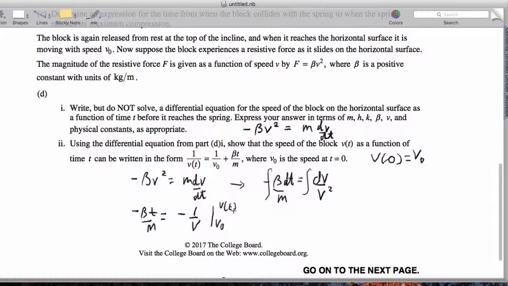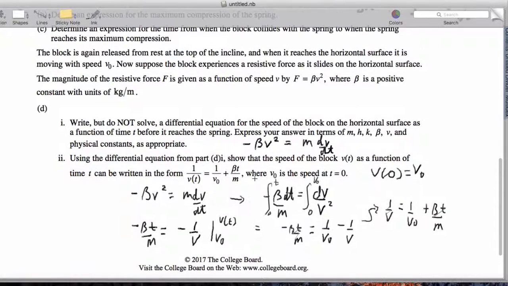So when we actually work this out, we're going to end up getting negative beta t over m equals 1 over v naught minus 1 over v, and when we simplify, we're going to end up getting 1 over v equals 1 over v naught plus beta t over m. Okay. So this side we're just integrating from 0 to v naught, and this we're integrating from 0 to t. Or you can do it with initial conditions the way we did before. So that is part D.